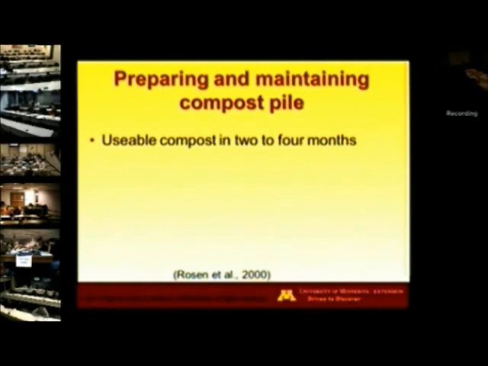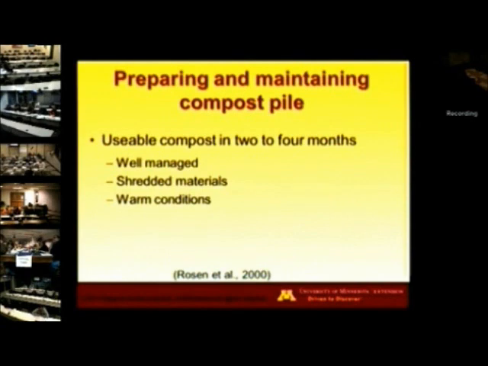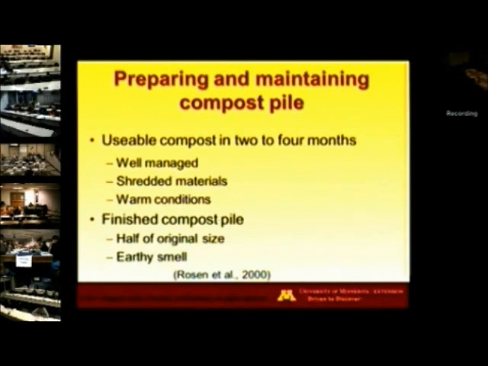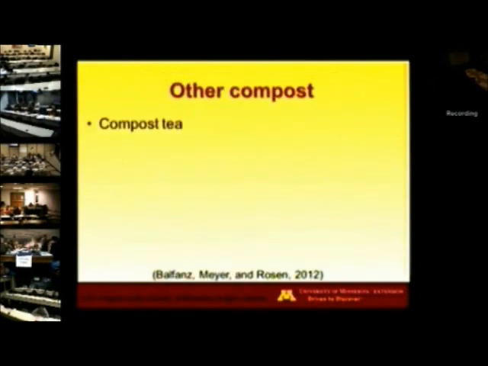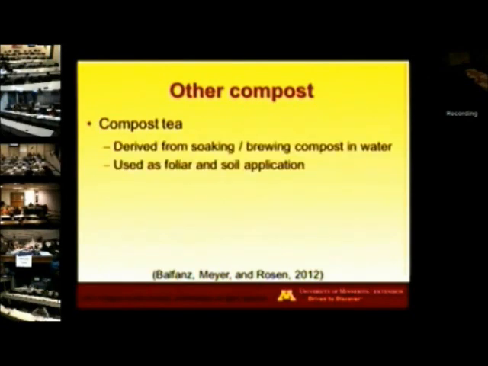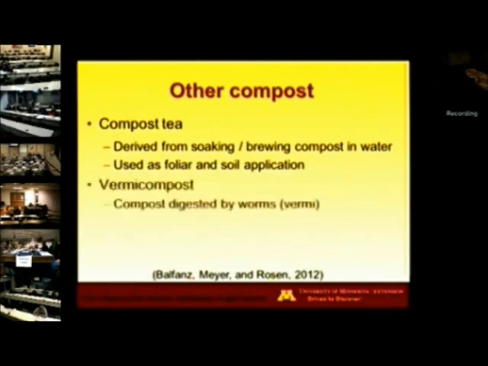Generally speaking, you're going to have usable compost in 2 to 4 months if the pile is well managed, your materials have been shredded, and you have warm conditions. And generally speaking, your finished compost pile is going to be half the original size, and it should have an earthy smell to it. Now, I want to talk a little bit about some other compost. You've probably all heard of compost tea. This is derived from soaking or brewing compost in water, and that solution is then used as a foliar or soil application to plants.